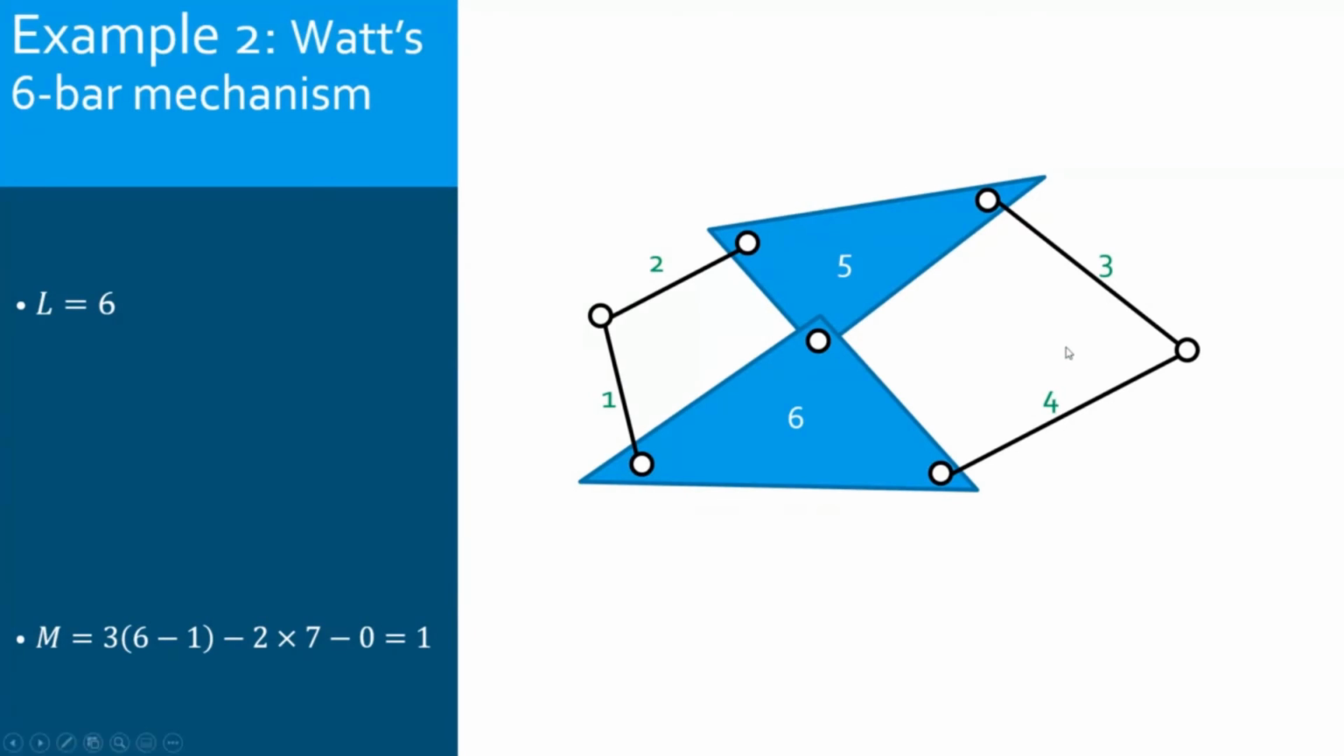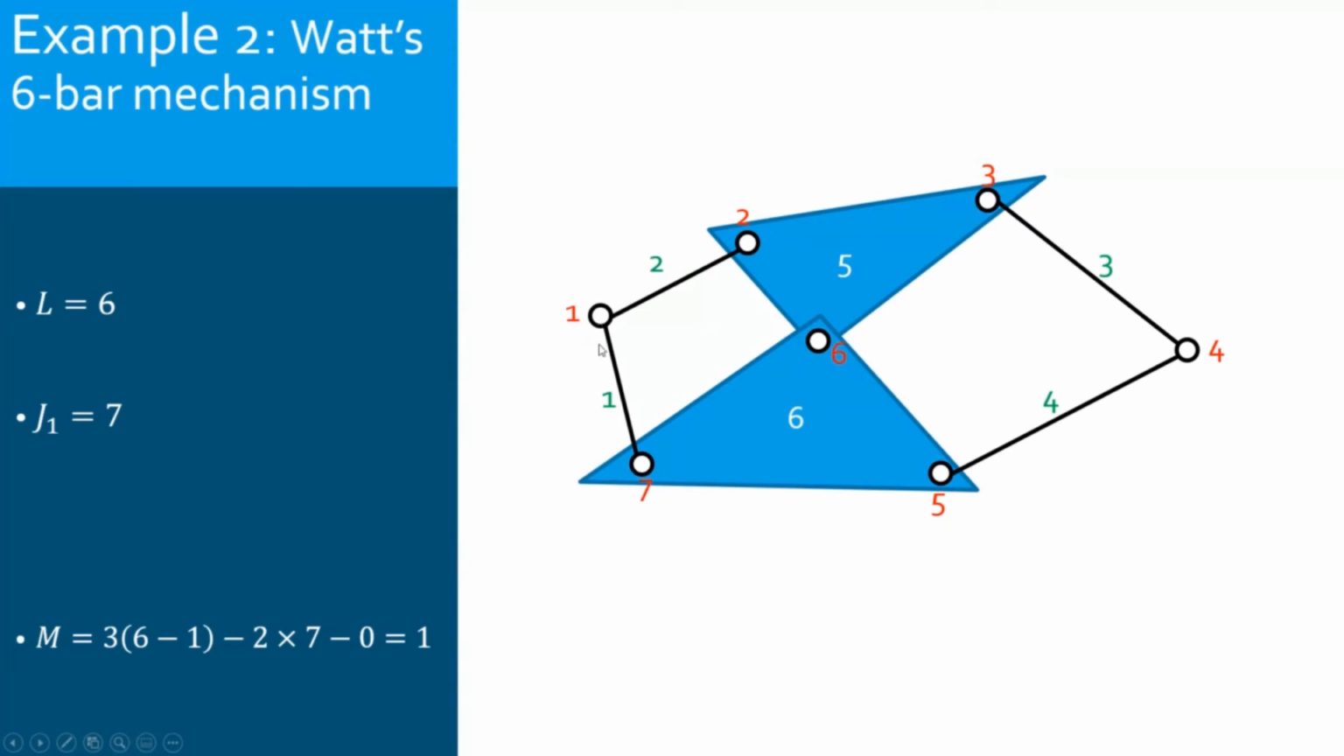In addition to this, I have 2 ternary links that will complete the number of links to 6. So I will have this one, it will be the fifth link, and the sixth link. In terms of lower pairs, I will have here 7 pin joints.